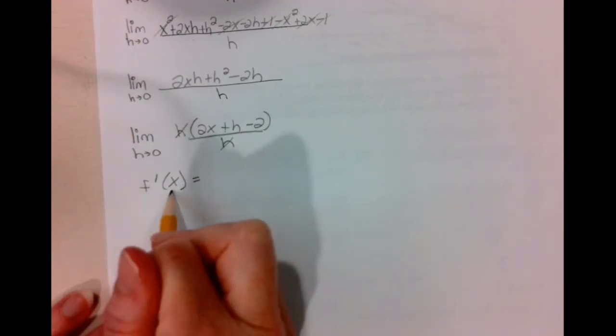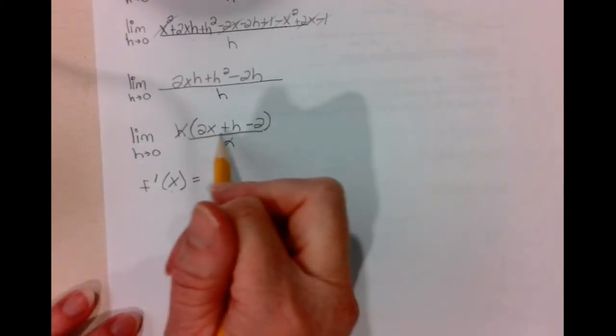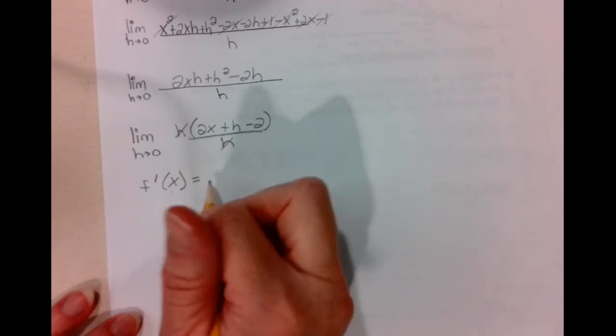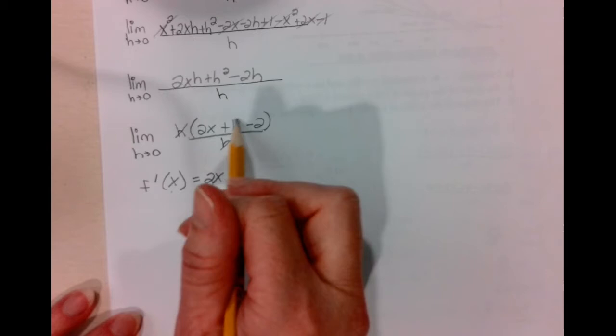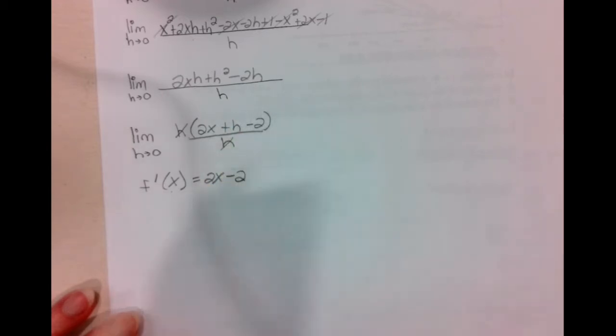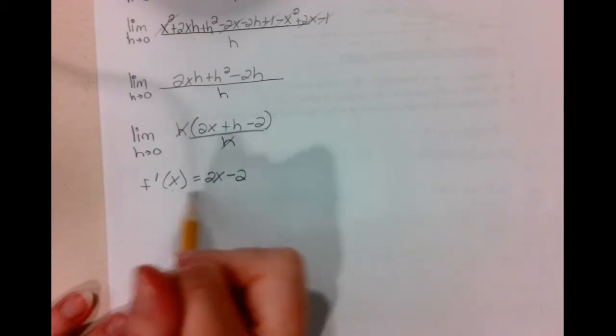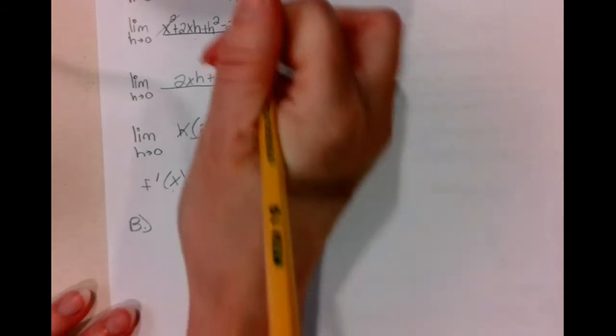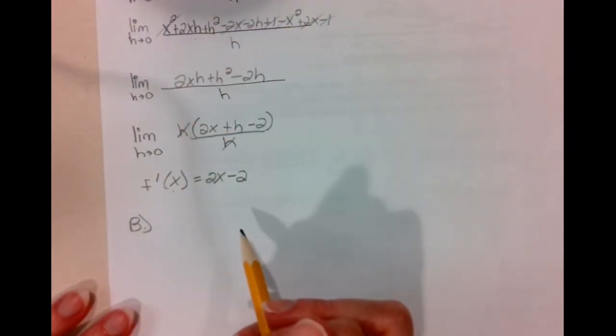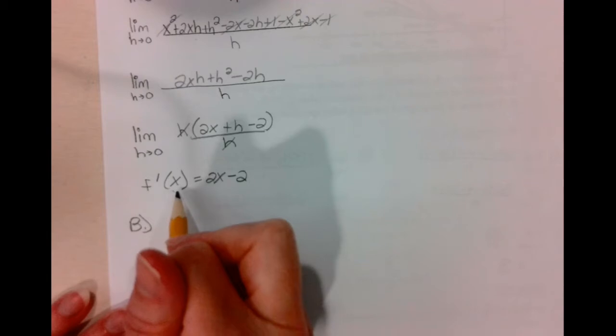Once I cancel, I'm dropping this and I'm saying f's slope at all values of x is found by this formula that I'm about to create. I have 2x, because the h is going to 0, that gets wiped out, minus 2. So this is my slope formula for any particular x. Now in part B, we are not going to perform this operation all over again. We are just going to use our slope formula.